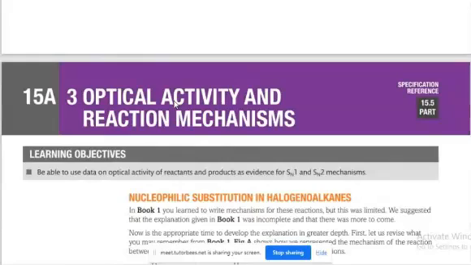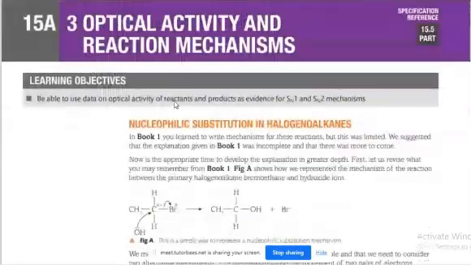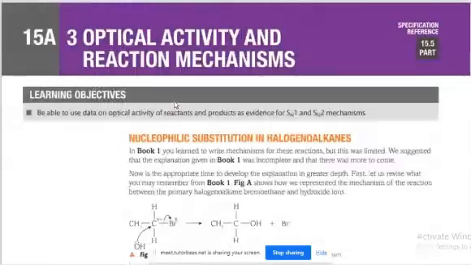So we know what optical activity is. Now we're going to see how optical activity is actually implemented in different reaction mechanisms. A reaction mechanism simply means the pathway, the route that a chemical reaction follows to convert the reactants into products.